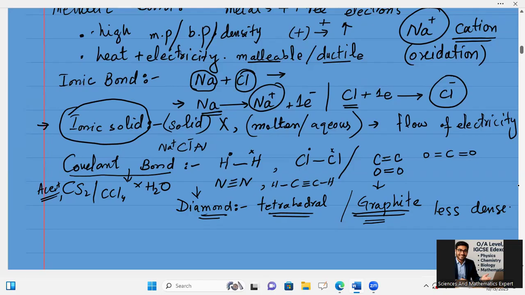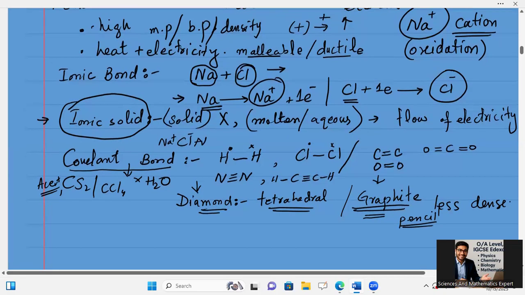And in the case of graphite, we can use it in pencils, and we can also use it for making inert electrodes in electrochemistry.